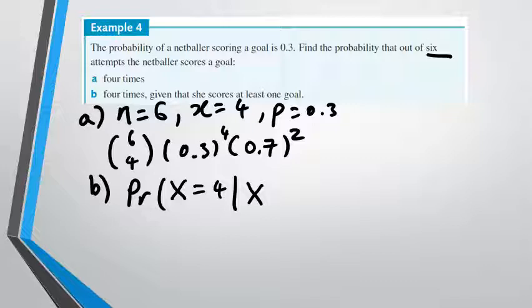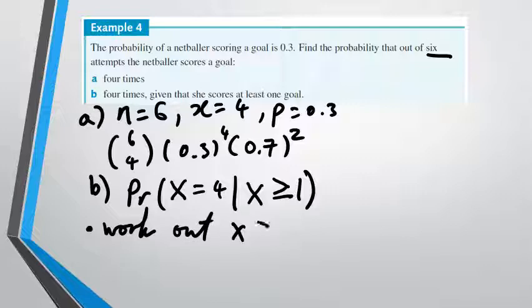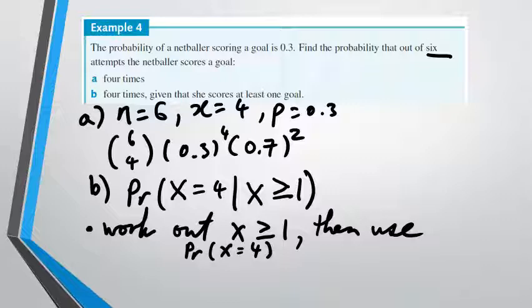And then on this given part, what would I write? It says given that she scores at least 1. So we want all the scenarios to be greater than or equal to 1. Okay? So obviously, work out x greater than or equal to 1. Then, in order for this to have an intersection, we would need the probability of x equal to 4 over the probability of you getting at least 1 goal, correct?